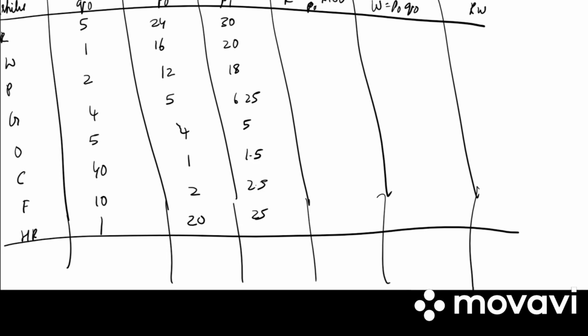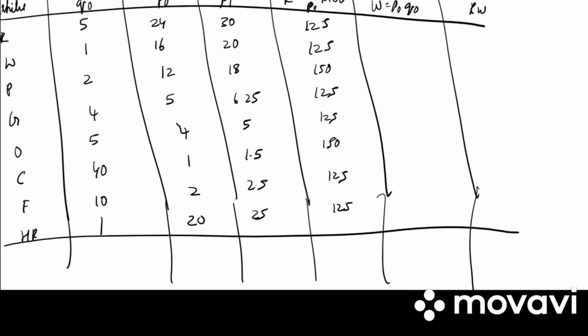Then R is equal to P1 by P0 into 100. 30 divided by 24 into 100, 125. 20 divided by 16 into 100, 125. 150, 125, 125, 150, 125, 125.